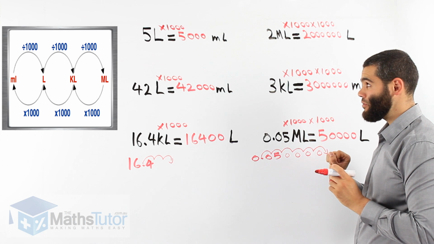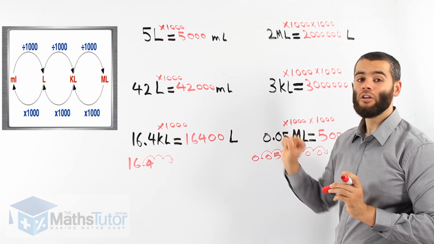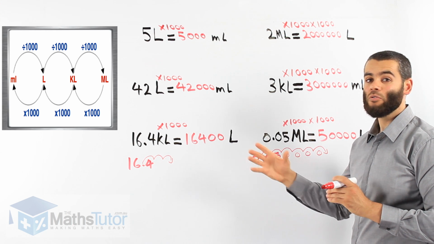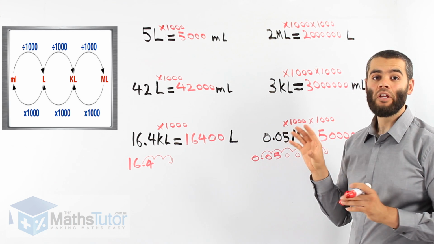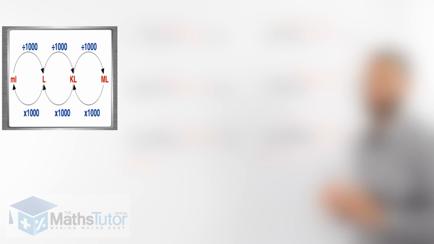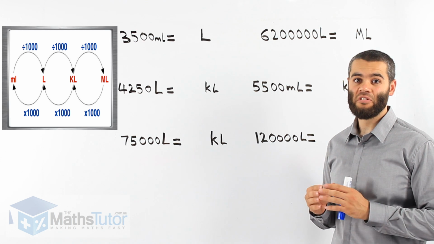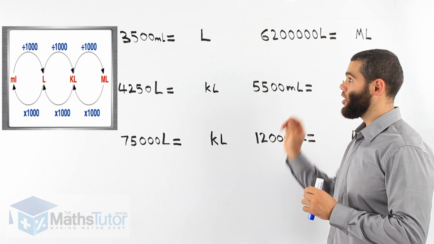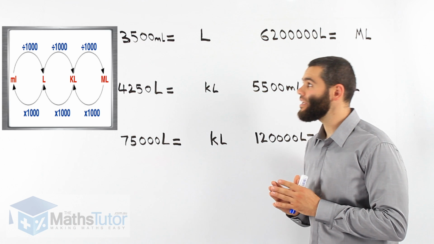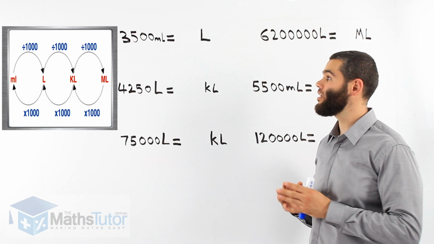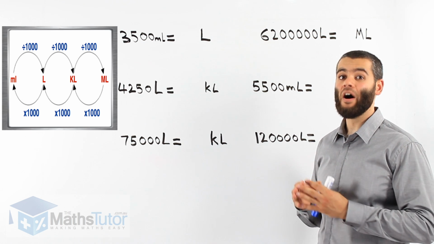So now I've shown you how to convert from a larger unit of capacity to a smaller unit of capacity. Now let's do the other way around, from a smaller unit of capacity to a larger one. We are now converting from small units of capacity to large units of capacity. Let's see how it's done. When we're going from small millilitres to litres, then to kilolitres, then to megalitres, we are dividing by 1,000. So we have to divide now.